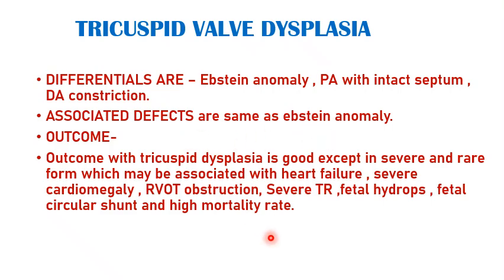Outcome with tricuspid dysplasia is very good, except in the severe and rare form, which may be associated with heart failure, severe cardiomegaly, RVOT obstruction, severe tricuspid regurgitation, fetal hydrops, fetal circular shunt, and high mortality rate.